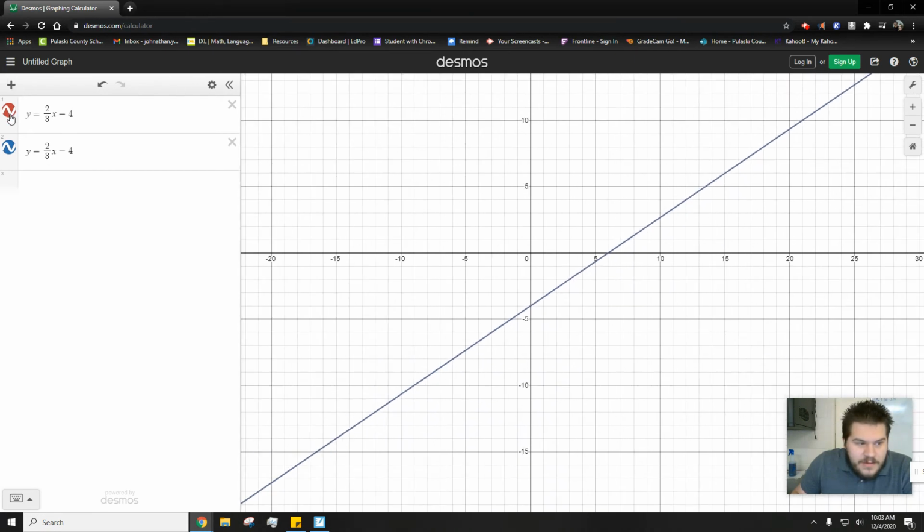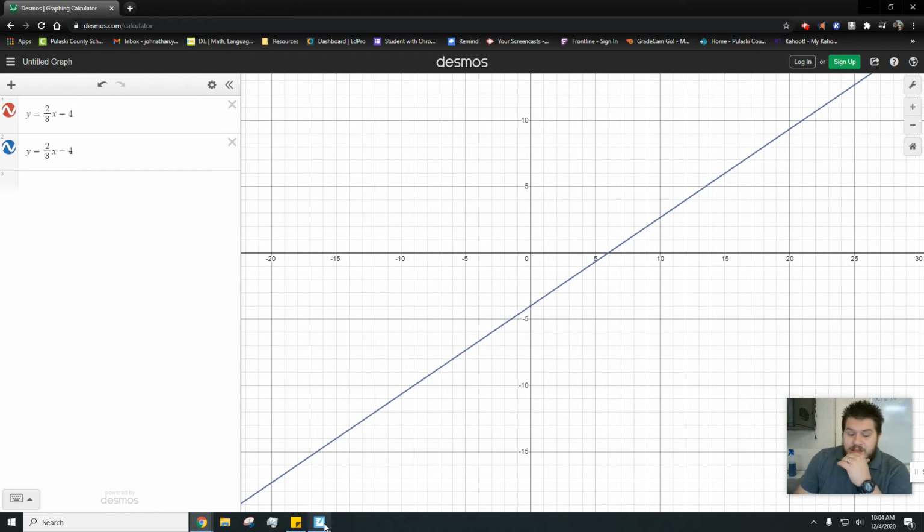Can I turn these off? If I turn these off, you'll notice that they overlap a little bit. If I turn off the blue line, I still see the red line there in the same place. What that's saying is that these are the same line. Parallel lines can never intersect, but these are intersecting at every single point. Every point on one line is a point on the other.